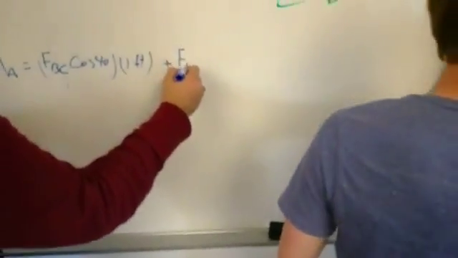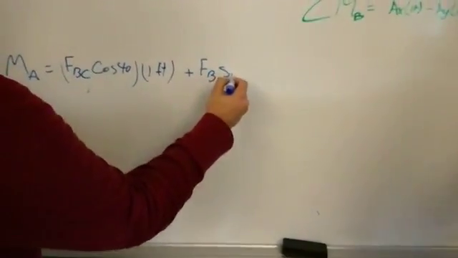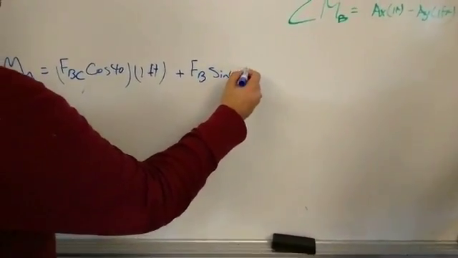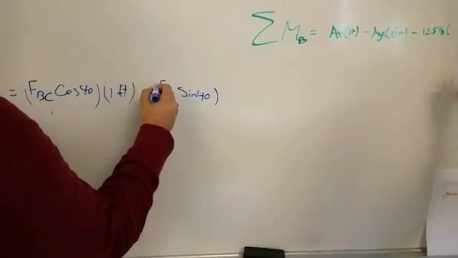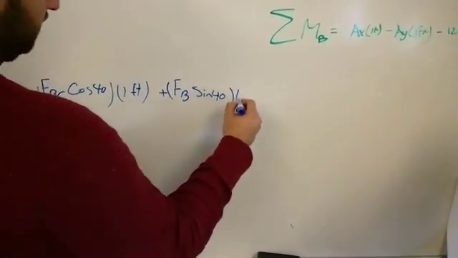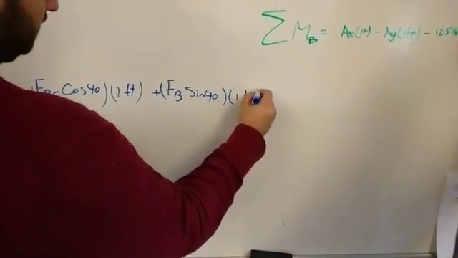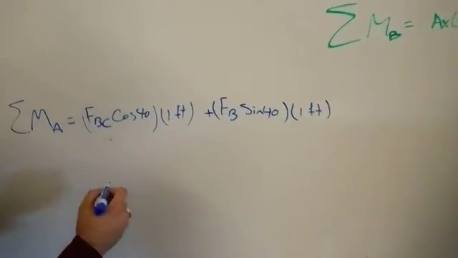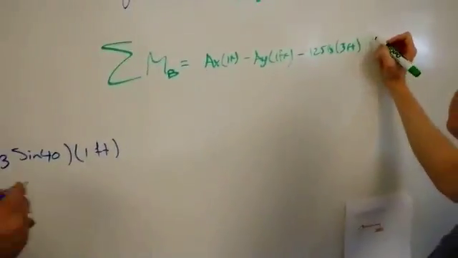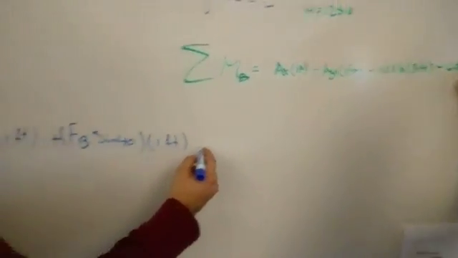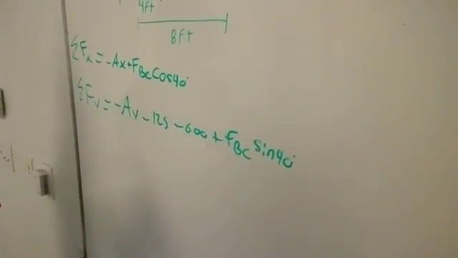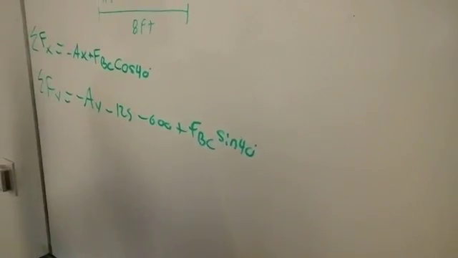And then do we have a moment? B is a pin, right? Rollers, no, B is a pin. Question: rollers or pins, which one has a moment? Neither has a moment. What support does have a moment? The one that's buried into a wall. What's that called?